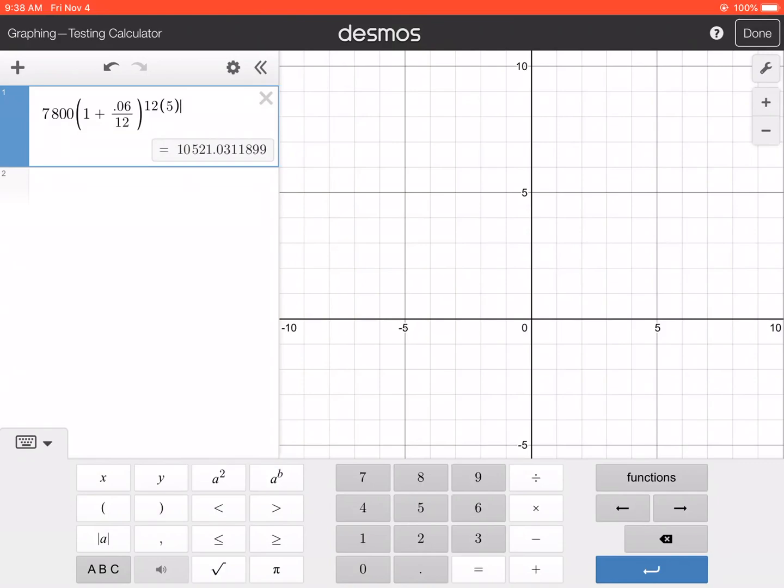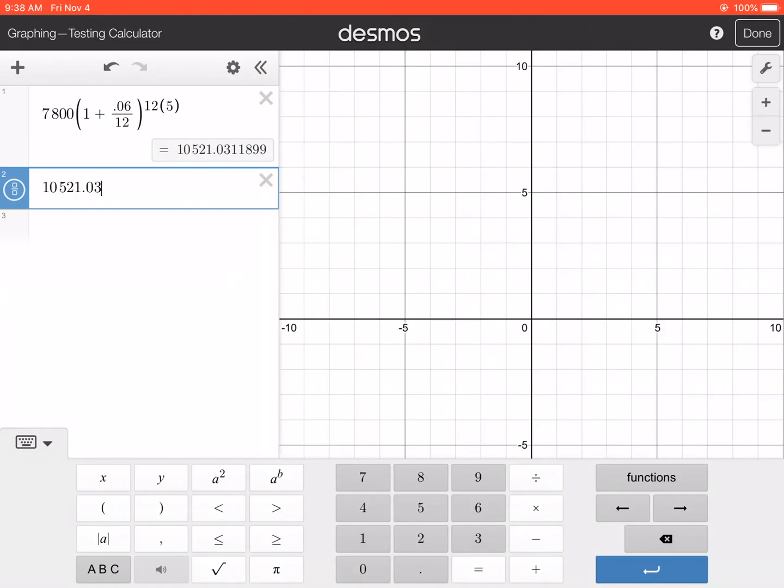We're talking about money. So what we want to do is we want to go out 2 decimal places and we want to round it because that's how money goes. So we're going to have 10521.03, and the next one is a 1. Is that 1 big enough to push the 3 up? No, it's not. So that's our answer.